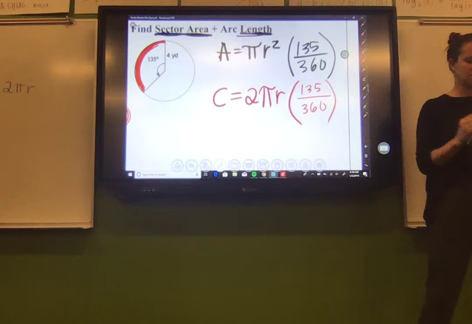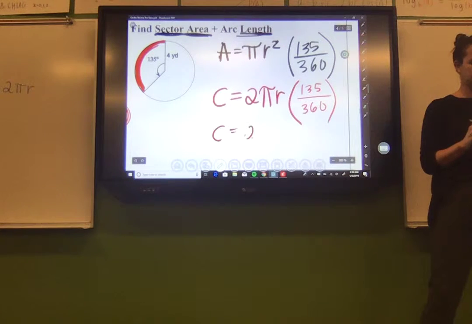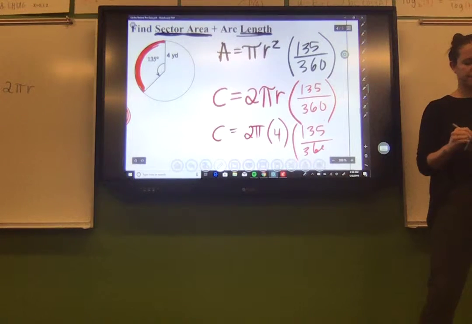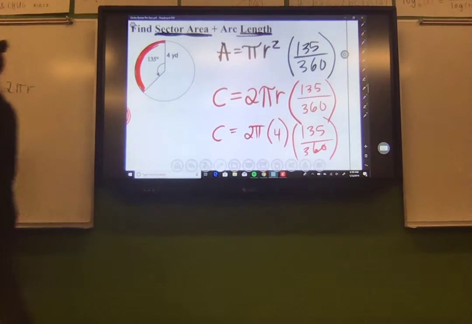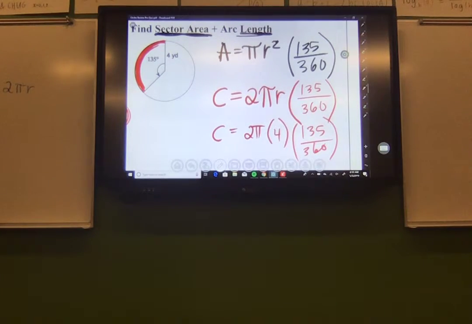Same thing. Plug in your stuff. Keep the 2. Keep the pi. Your radius is 4. And then you're plugging in 135 over 360. Good? Try it. Type it in for me. Tell me if you get the right answer. 2 times pi times 4 times 135 over 360. Oh, this one's not squared. Not squared this time. It's a little different. It's just a 2. 9 point what? 42. Yes. Amazing. So this one, the answer is 9.42 or 9.4 if you round to the nearest 10.